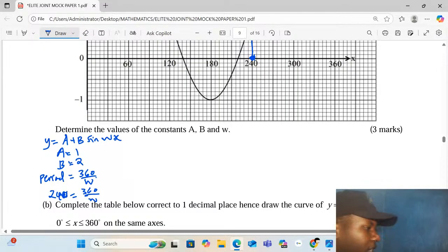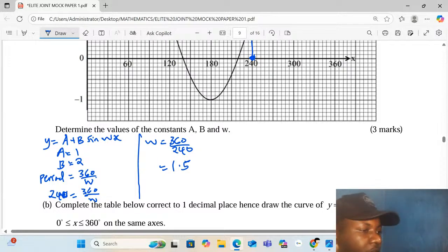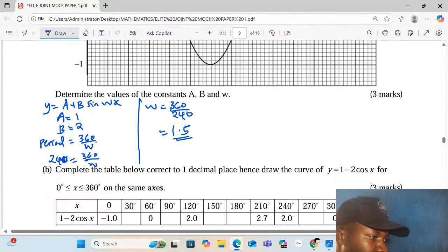Now we find the value of w. So the value of w becomes 360 divided by 240. So we get 1.5. So 1.5 becomes our w. So this is the value of w. Value of a is 1, value of b is 2.